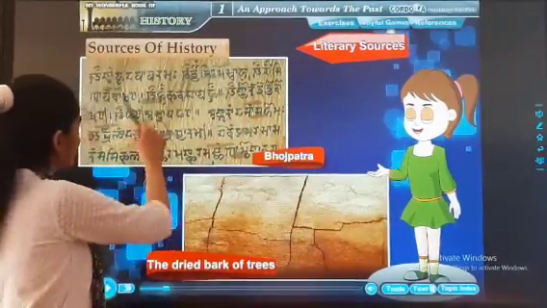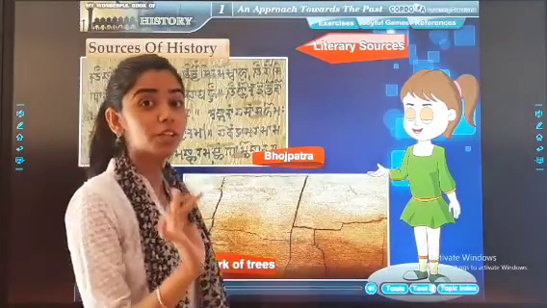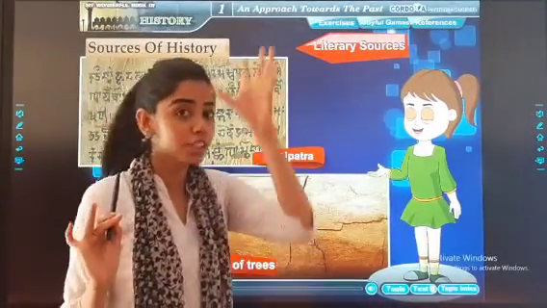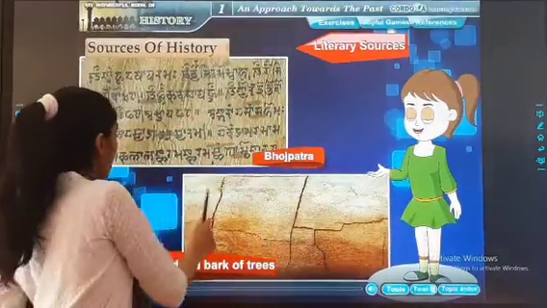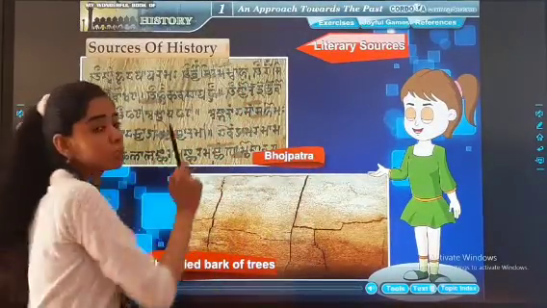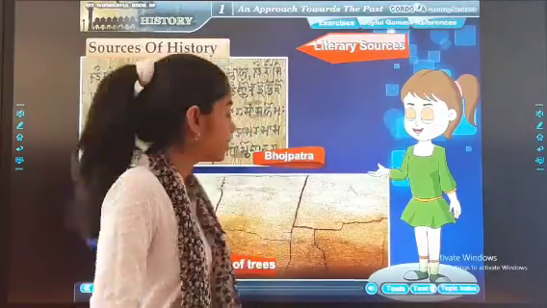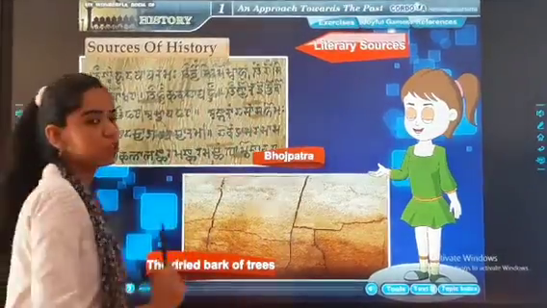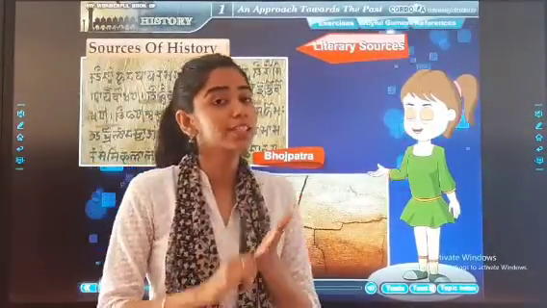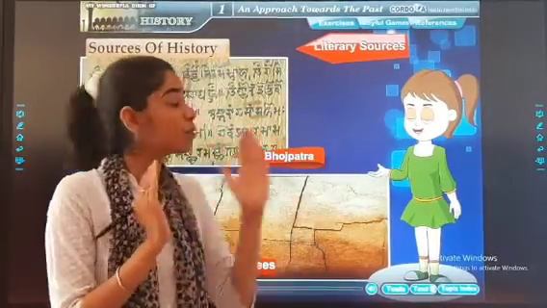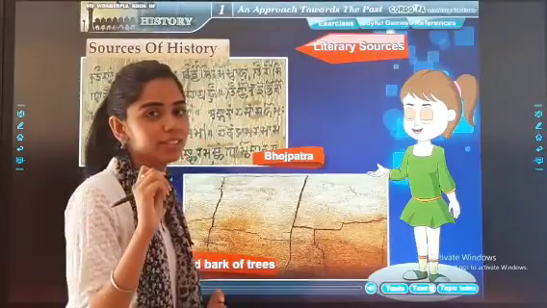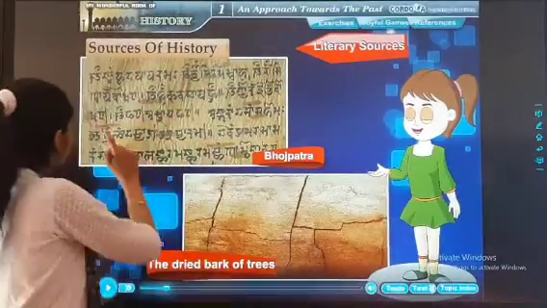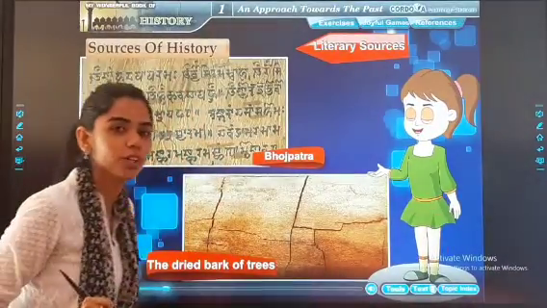And this is a bhojpatra. So in ancient times, just like we saw inscriptions, in the same way they used to write on the bhojpatra. And what is that? The dried bark of trees. On the bark and dried leaves of trees, what did they do? They used to write on it with ink. See, this is how it used to look.